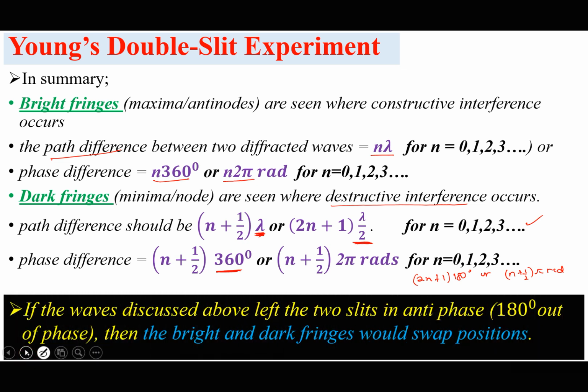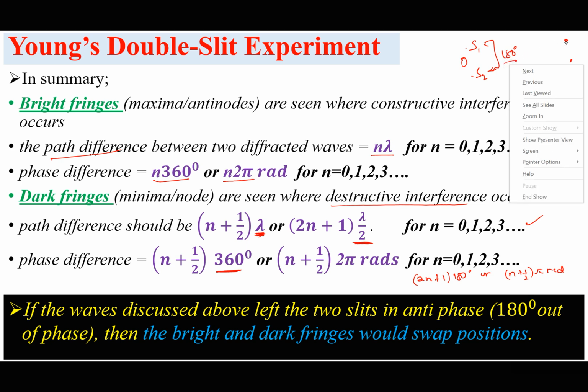So if the waves discussed above left the two slits in antiphase, that means if this is slit 1 and slit 2, and the waves leave the two slits with a phase difference of 180 degrees, then where they previously arrived in phase, they are going to arrive in antiphase. And where they arrived in antiphase, they will arrive in phase. In the previous experiment, the waves were leaving the sources with a phase difference of 0, and we had points of maximum and minimum. Now, if the two waves leave the sources with a phase difference of 180, when they arrive on the screen, where we had a maximum, it now becomes a minimum. In other words, the maxima and minima swap positions.